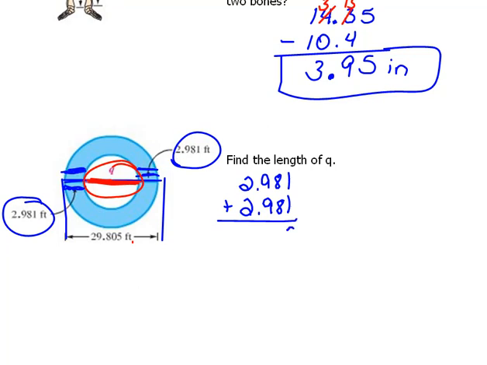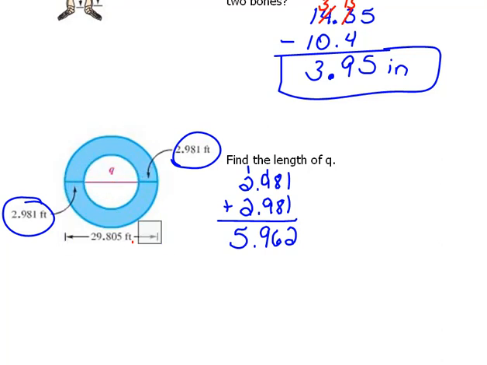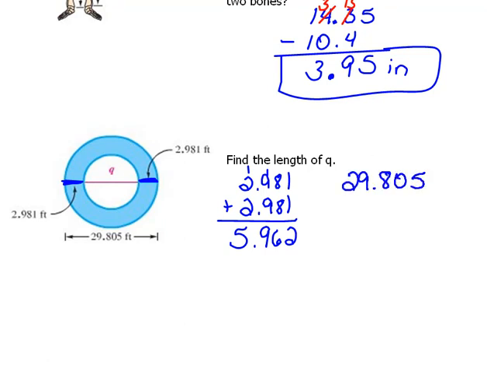So let's see, that would be 1 plus 1 was 2, 8 plus 8 would be 16, 9 plus 9 is 18, plus 1 would be 19. Keep the decimal nice and lined up. 2 plus 2 is 4, plus 1 is 5. So it looks like this blue area here, if I can erase some of that off, it looks like from here and here would be 5.962 inches. Now if we take that away from the entire amount, keep your decimal nice and lined up, we should have what's left in the center.